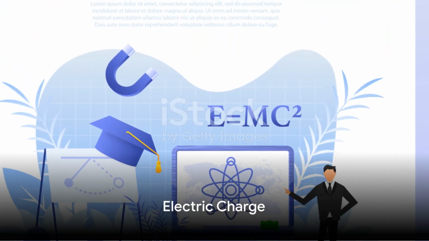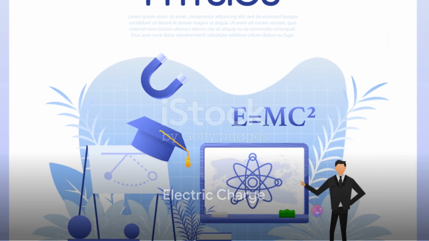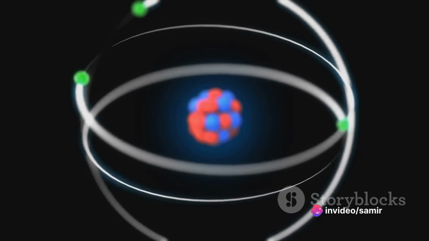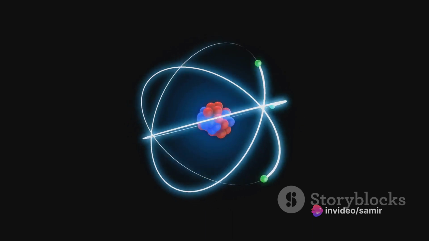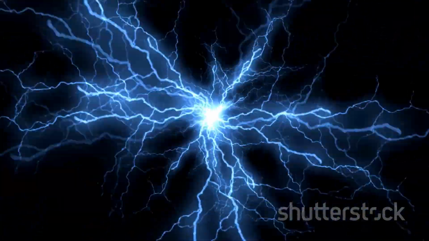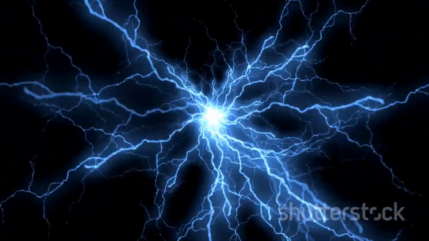First things first, consider the concept of electric charge. It's a fundamental property of matter, which can either be positive, like in protons, or negative, as in electrons. Remember that like charges repel each other, and unlike charges attract. This is a fundamental rule of electromagnetism.